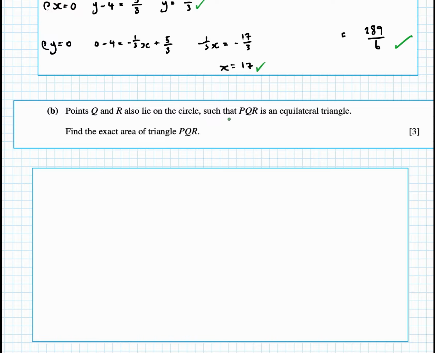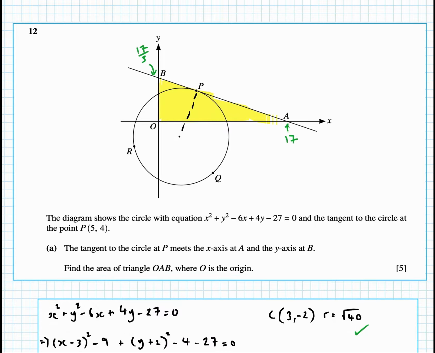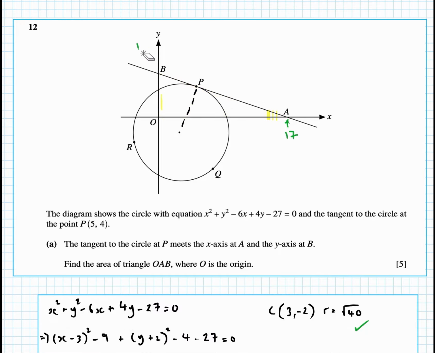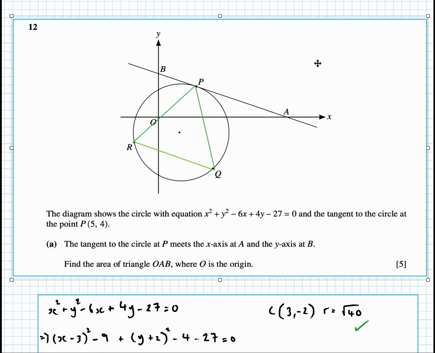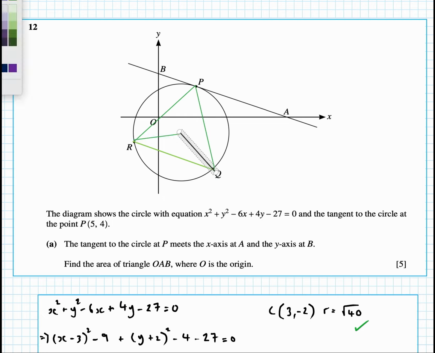Part B, we've got points Q and R also lie on a circle, and we have PQR as an equilateral triangle. That will be helpful. Let's rearrange our diagram now. So the area of PQR, we're going to have to divide it up in certain ways. So there's our equilateral triangle. Just remember, if we're dealing with radians or degrees here, have your calculator ready. And remember that we can use trigonometry here. So we know we're 60 degrees, or cosine 60, cosine 30, something like that here.